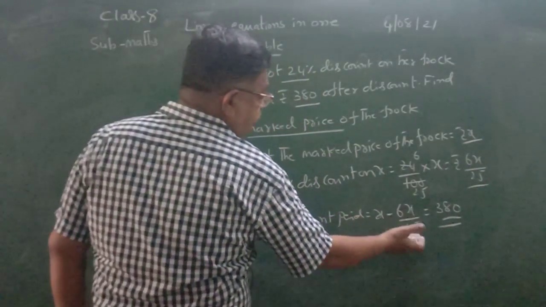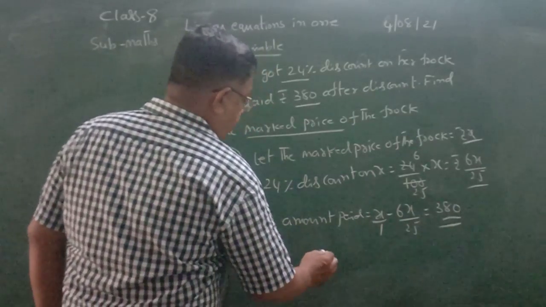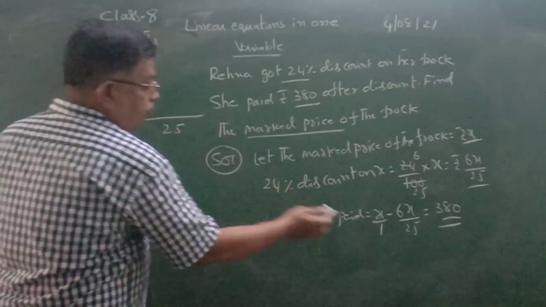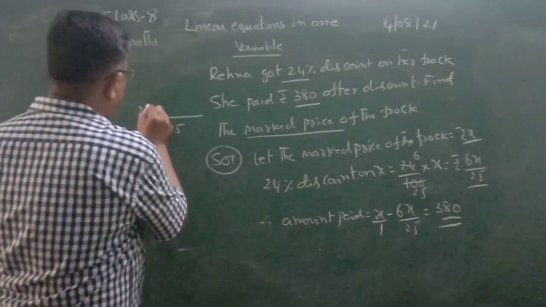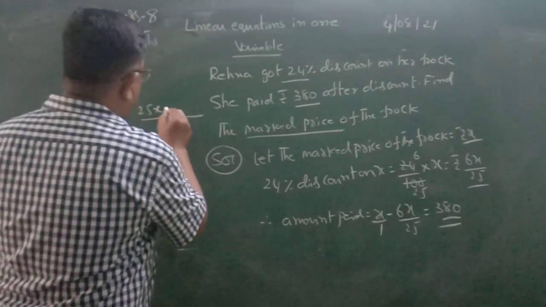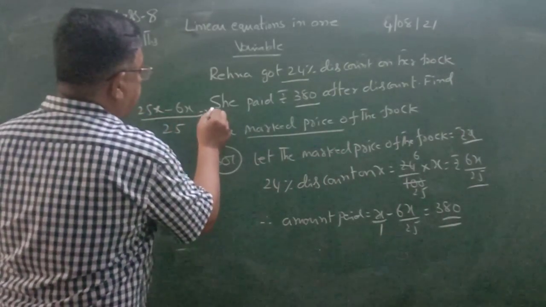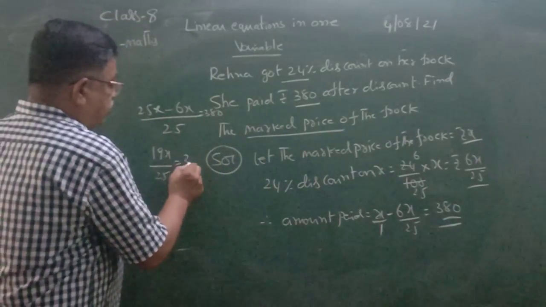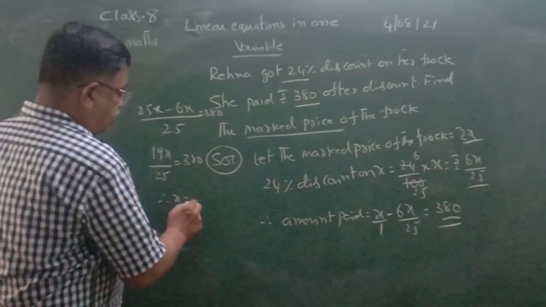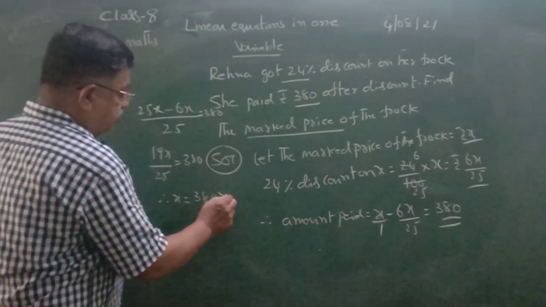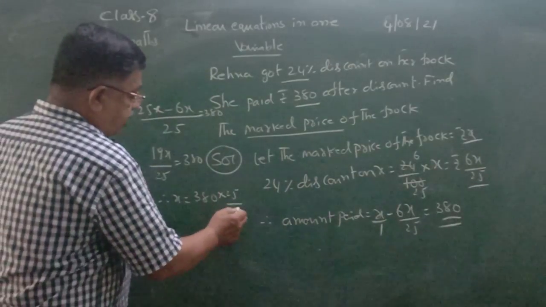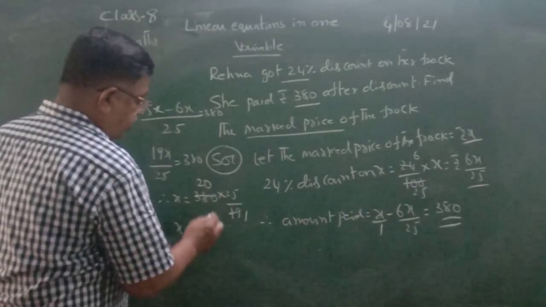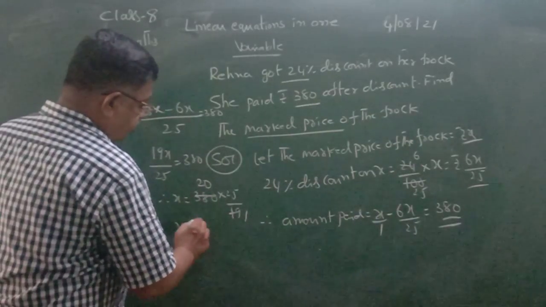So x minus 6x by 25. x by no number means 1. Here we want to take LCM. 25 is the LCM. 1 divides 25 times, so 25x. 25 divides 25 one time, so minus 6x is equal to 380. 25 minus 6, it is 19x by 25 is equal to 380. Therefore, x is equal to 380 into 25 by 19. 19 ones are 19, 19 twenties are 380. Therefore, the market price of the frock is equal to rupees 500.